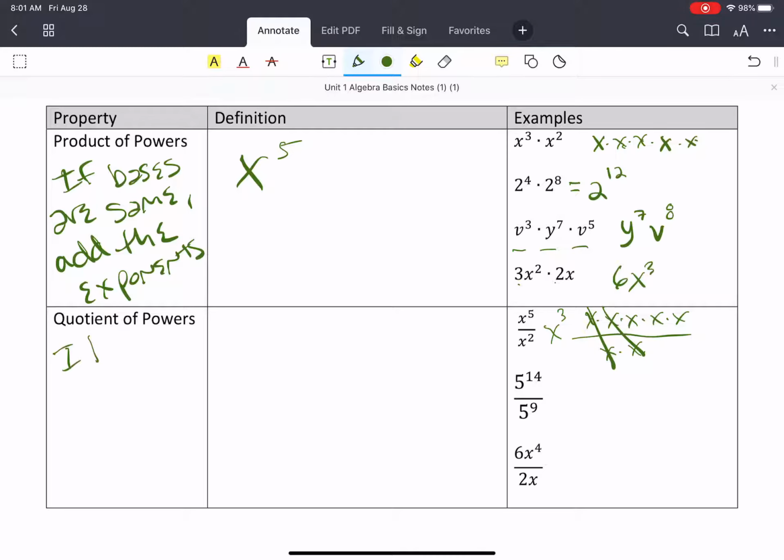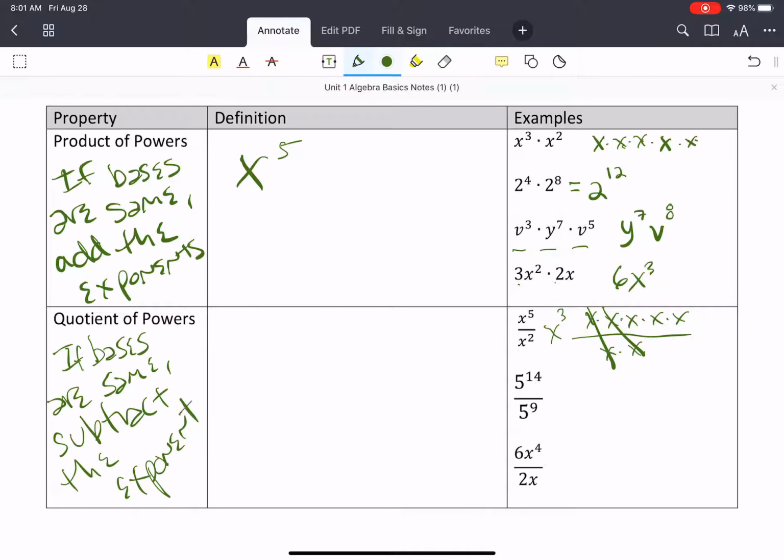Subtract, good. So if bases are the same, subtract the exponents. You guys are killing it. Good job. I don't know why I'm writing the definition there when there's this whole big box for it. Who knows? It's Friday. Okay, so 14 minus 9 is 5, right? So this one was going to simplify to 5 to the 5th.